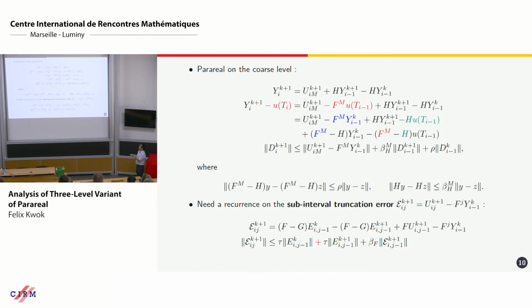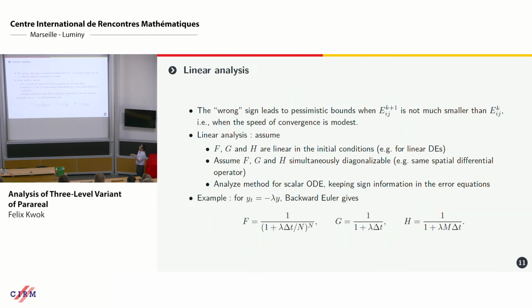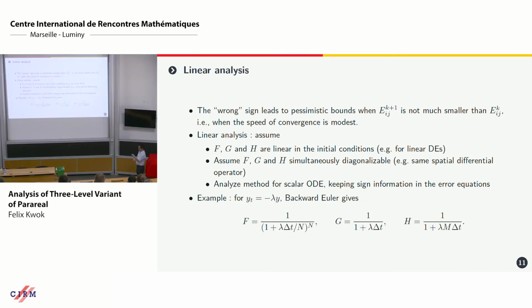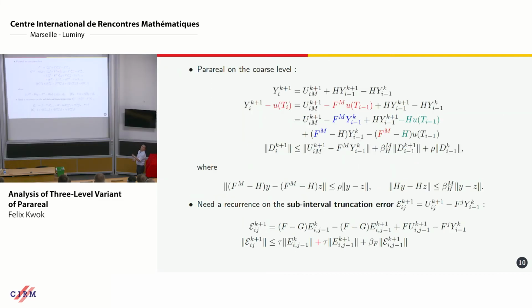So then in order to get something sharper, I make the assumption that now I have a linear problem. I have a spatial operator, which I hope I can diagonalize. And then if I diagonalize, I get a collection of scalar problems for each eigenvalue. And then I just look at the scalar problem and see what that gives me. In the scalar problem, I don't have to take norms until the very end, and then I just keep all the sign information. So basically, I look at the scalar problem, and then I just keep that minus in the recurrence.